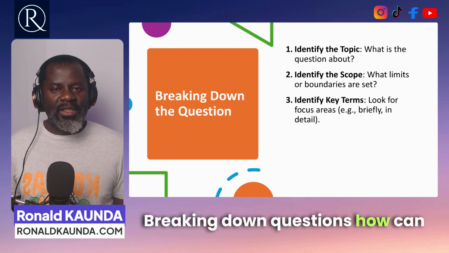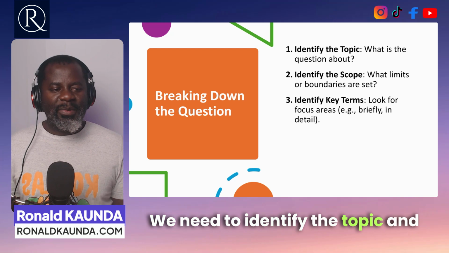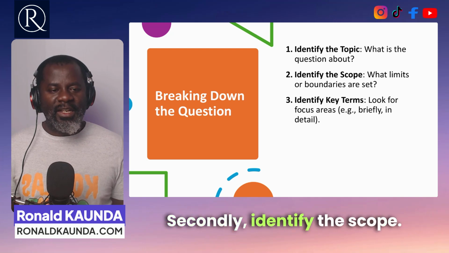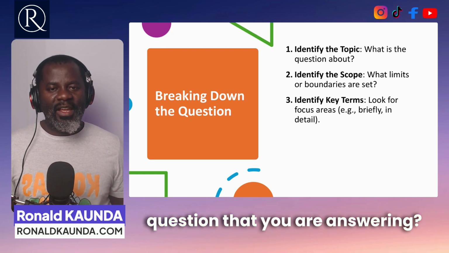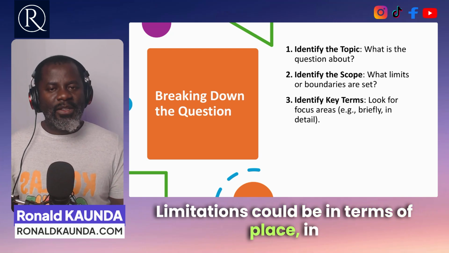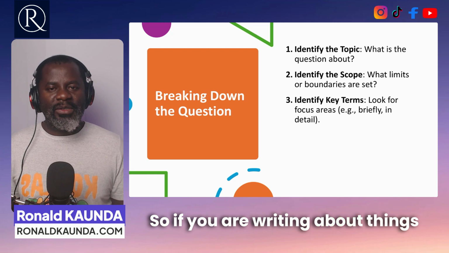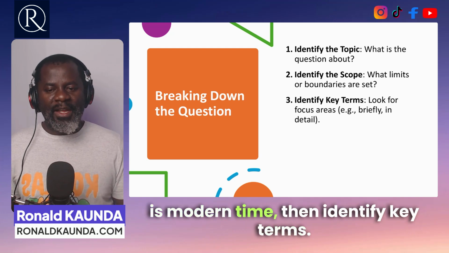Breaking down questions. How can we break a question down? We need to identify the topic and know what the question is all about. Secondly, identify the scope. What are the limitations of the question that you are answering? Limitations could be in terms of place, in terms of time, in terms of context. So if you are writing about things that happen in modern time, your scope is modern time.